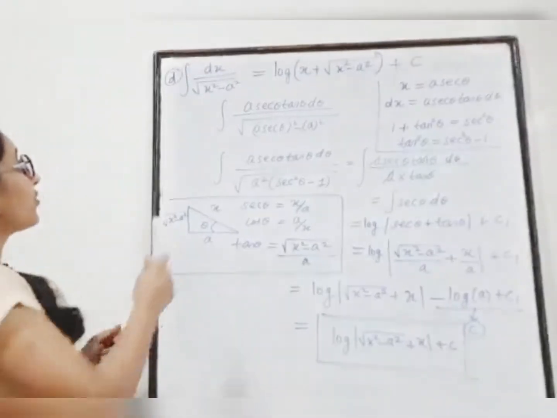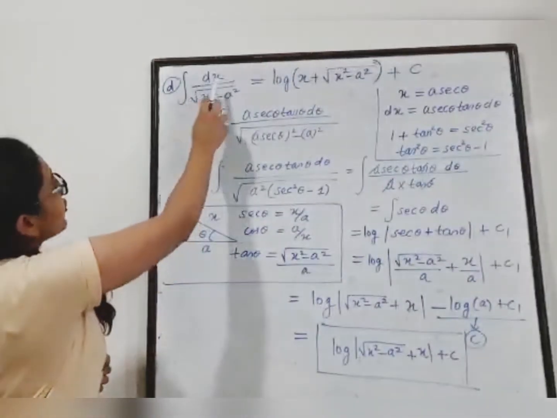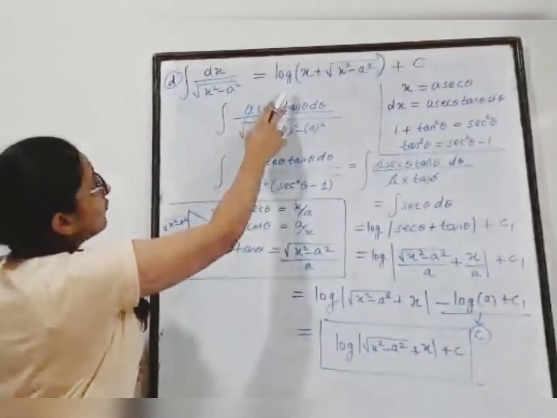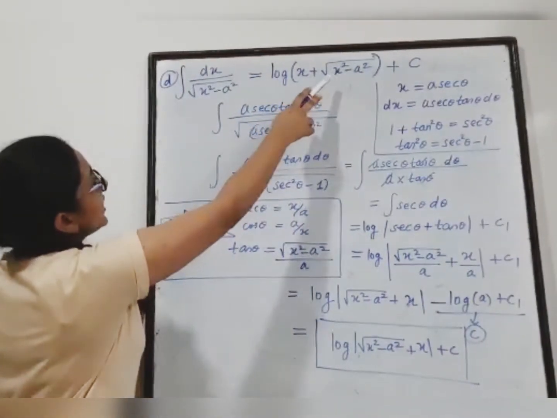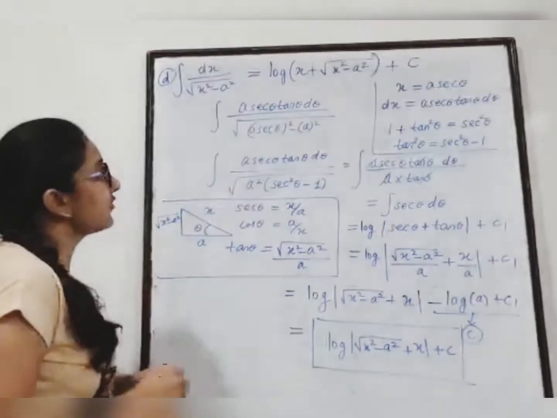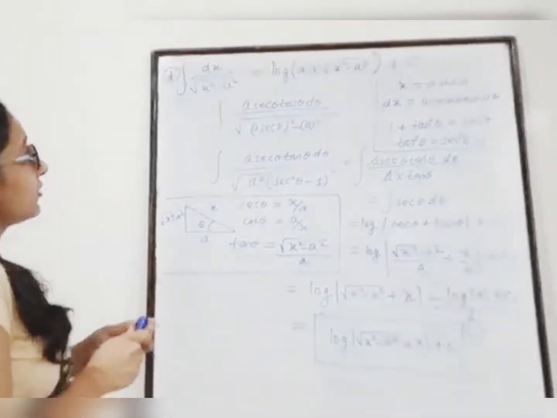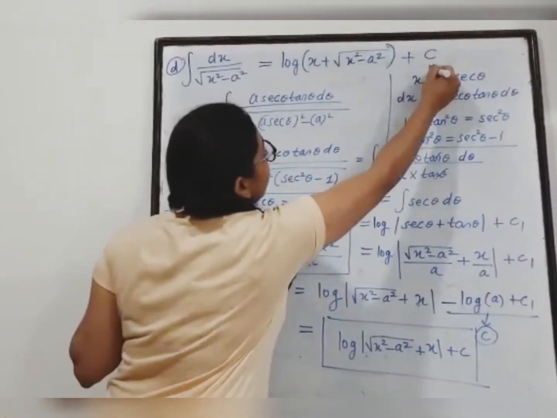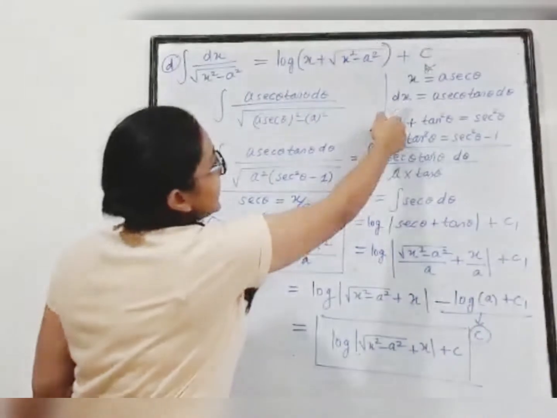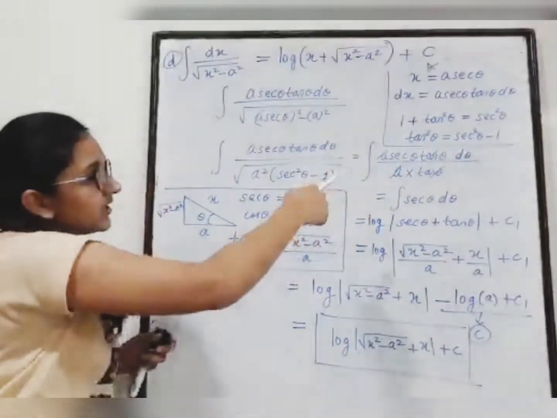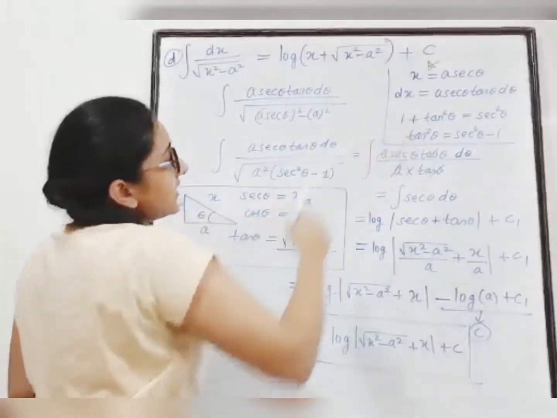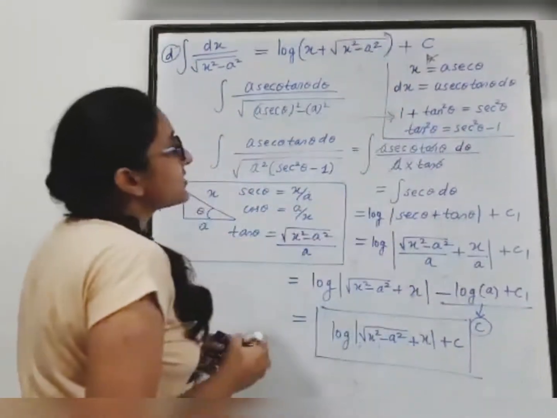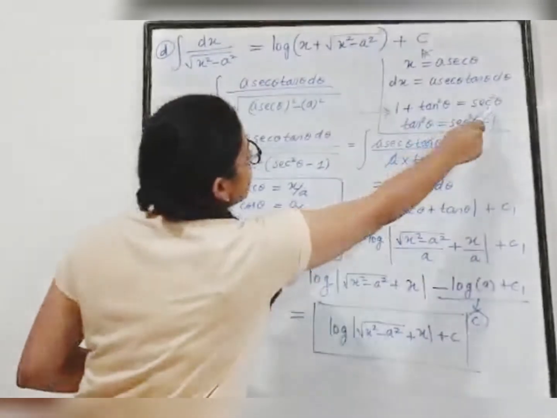Moving on, the fourth important standard formula is the integration of dx over the square root of x square minus a square, and the answer is log of (x plus root x square minus a square) plus the constant of integration. To solve this problem, the trick is to substitute x as a secant theta, and the derivation is dx equals secant theta multiplied by tan theta d theta. The trigonometric identity we are going to use is 1 plus tan square theta equals secant square theta.